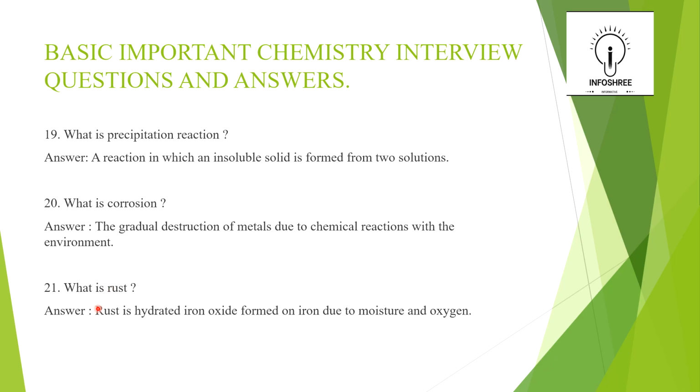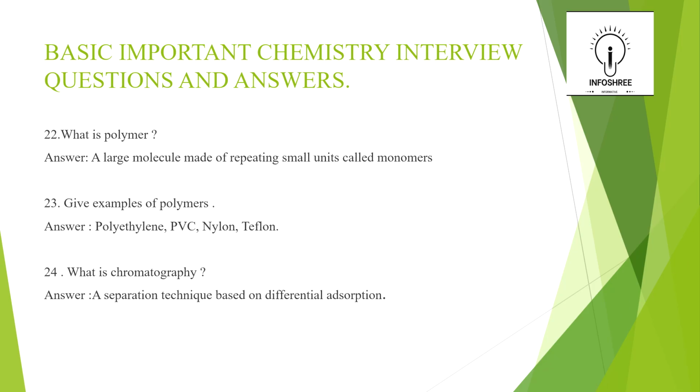Okay. 21st question. What is rust? Rust is a hydrated iron oxide, formed on iron due to moisture and oxygen. Here, rust is what is called jung in Kannada and Hindi. Questions like corrosion and rust, they will ask in the metallurgical industry or in the iron industry. Okay, let's go to the 22nd question.